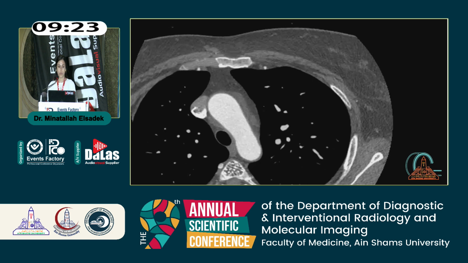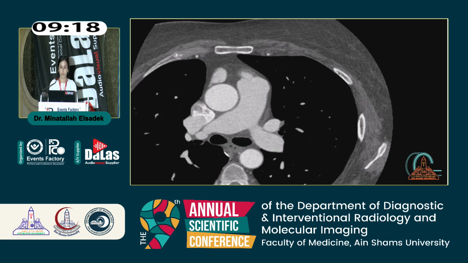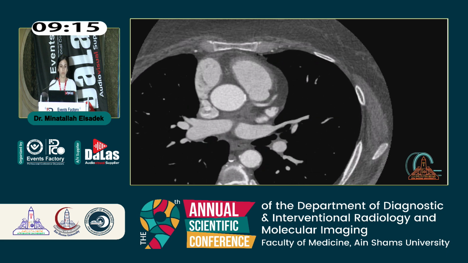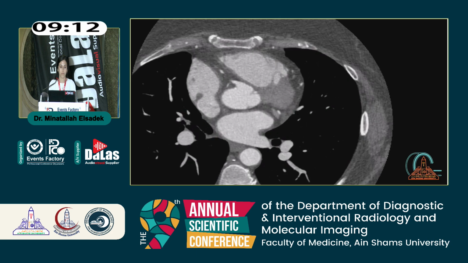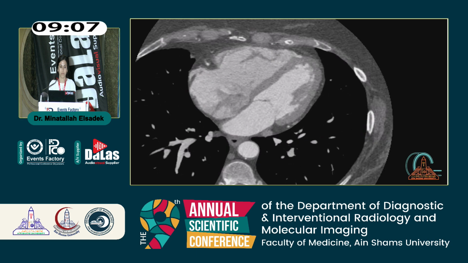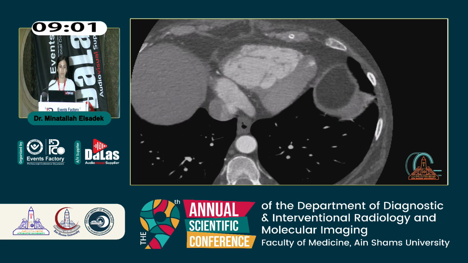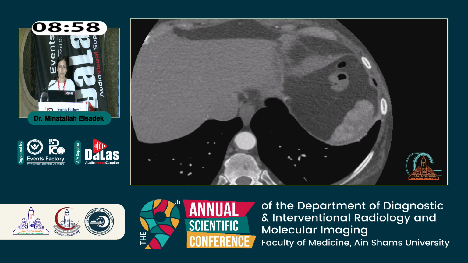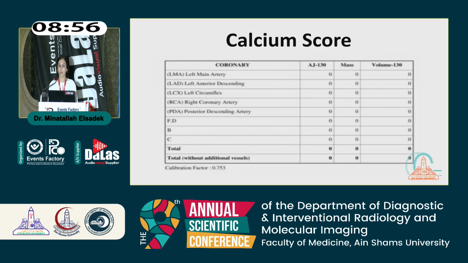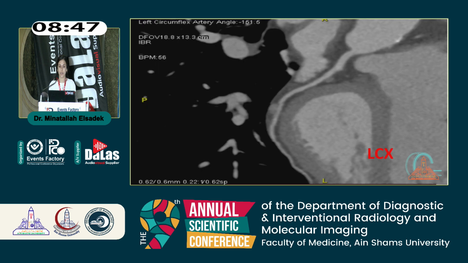Now this is the axial cut with contrast. In our case, the calcium score was 0, which indicates no risk of coronary artery disease. This is the curved MPR showing the LAD. This is the RCA, and this is the LCX. The three vessels are totally normal in our case.